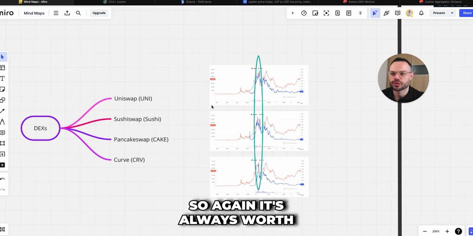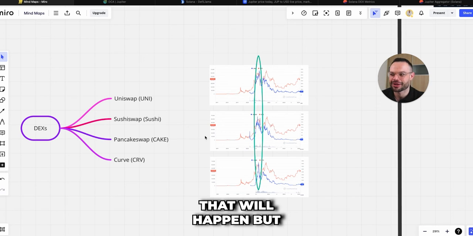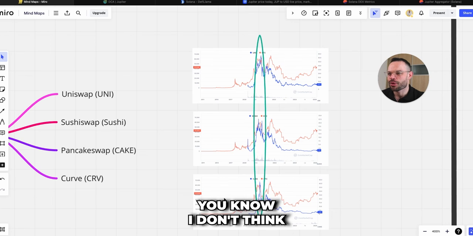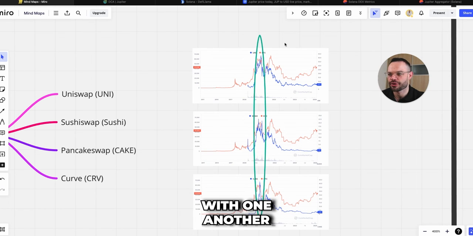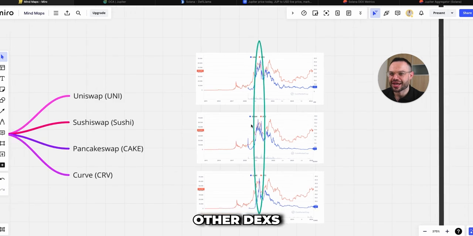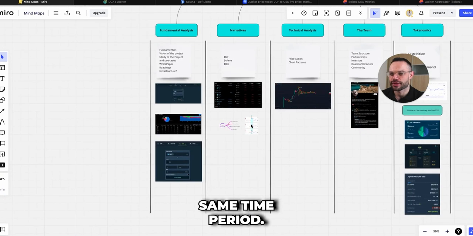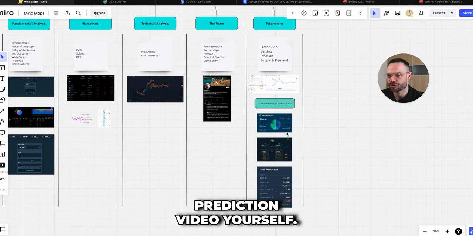So again, it's always worth keeping an eye on this. Of course, we cannot say with 100% certainty that will happen, but I don't think it's a coincidence here that the DEX tokens move in tandem with one another, and when they see a run-up in price, it's very likely that we would see other DEXs moving at the same time period. So you can check that out in the price prediction video.